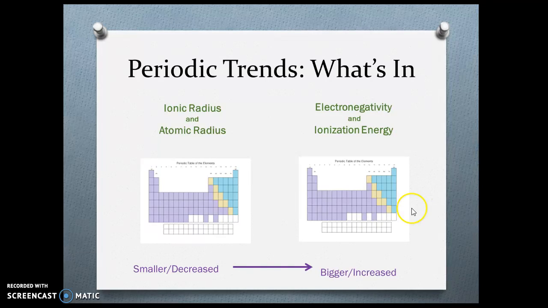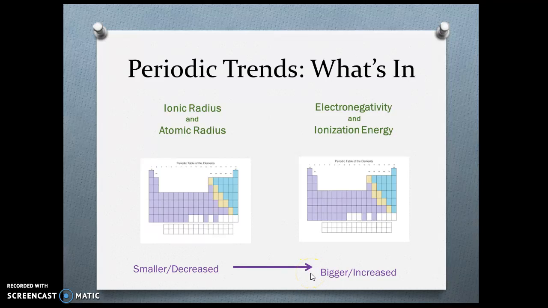Now on to periodic trends, what's in and what's not. For key reference in this slide, I'll be using this arrow down here. The smaller and decreasing side of the trends will be shown by the blunt end of the arrow, whereas the increasing or bigger side of the trends will be shown by the pointy side of the arrow.